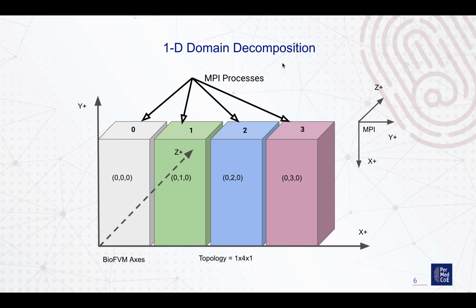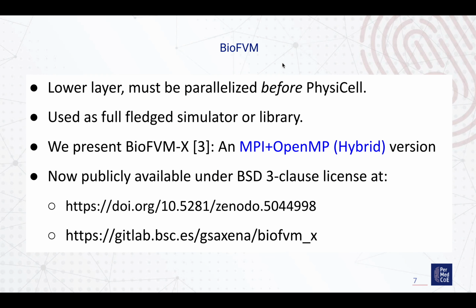So this is our 1D domain decomposition scheme, and you can see that the physical domain is divided among 4 processes, which are shown by 4 different colors. We call this topology 1 cross 4 cross 1. Like I mentioned, the lower layer must be parallelized before PhysiCell, which is the second layer, is parallelized. BioFVM in itself is a full-fledged simulator or a library. So we have already been able to parallelize BioFVM, and we call it BioFVM-X, and it is publicly available under the BSD 3-clause license at the links given over there.